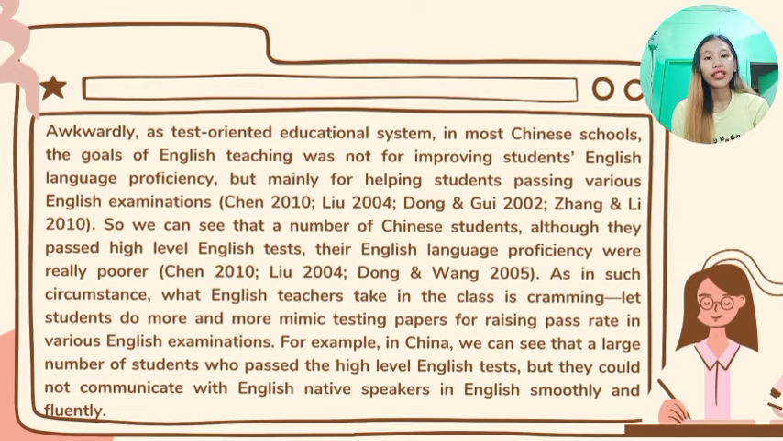English teachers had to translate English into Chinese for the students' better understanding. Also, as a test-oriented educational system, in most Chinese schools the goal of English teaching was not improving students' English language proficiency, but mainly helping students pass various English examinations. This is according to Chen 2010, Liu 2004, Dong and Wang 2002, Zhang and Li 2010.